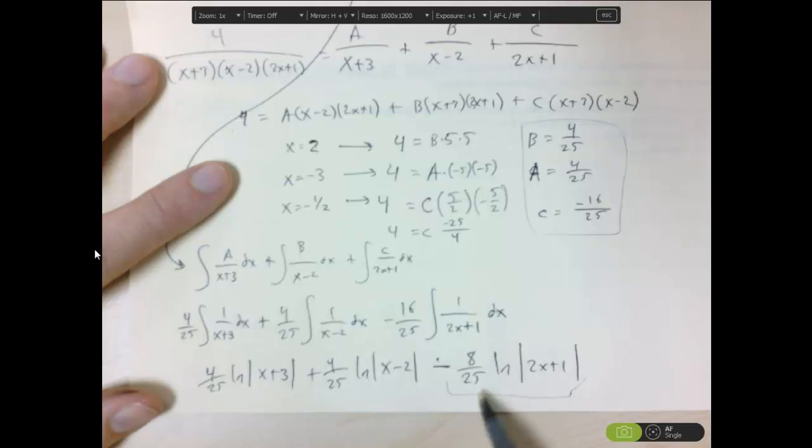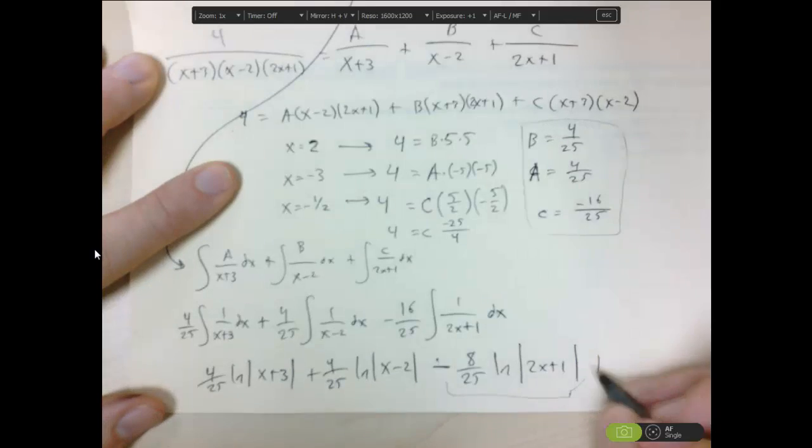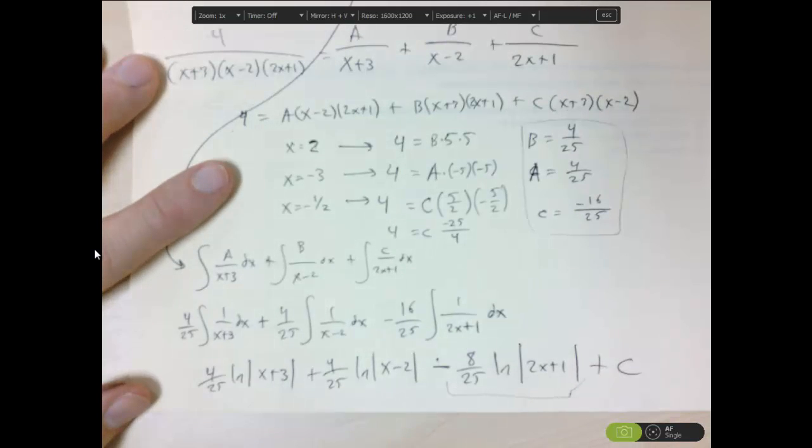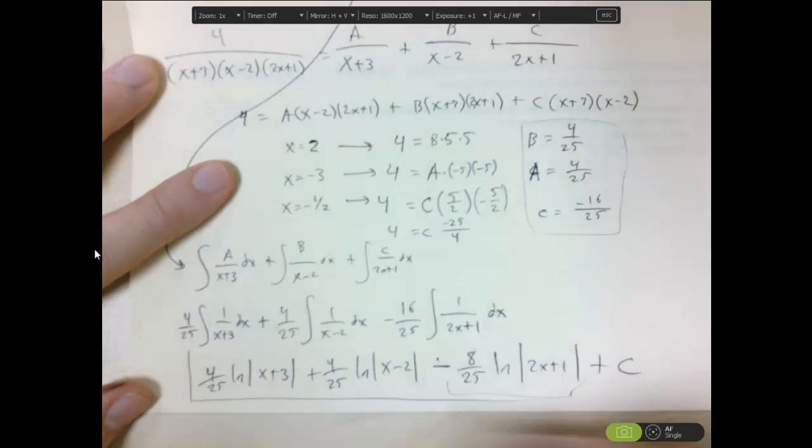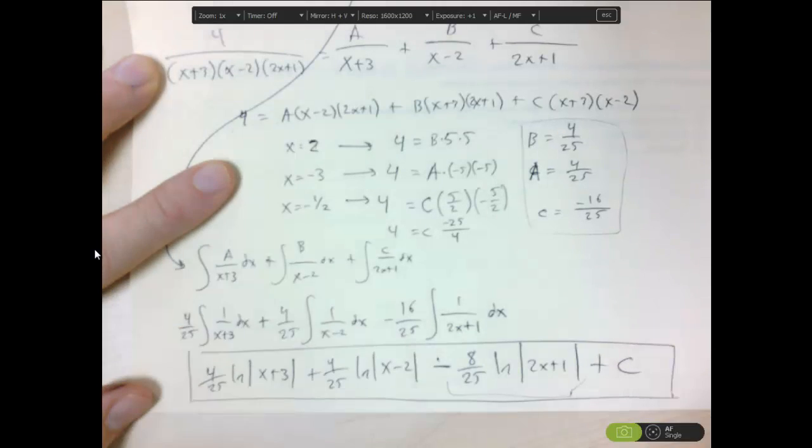So all I did when I took the integral was I divided by 2 out here, which would cancel out for the effect of the chain rule. And then don't forget, because we're doing an integral, you've got the constant of integration on the outside, and that is your answer.